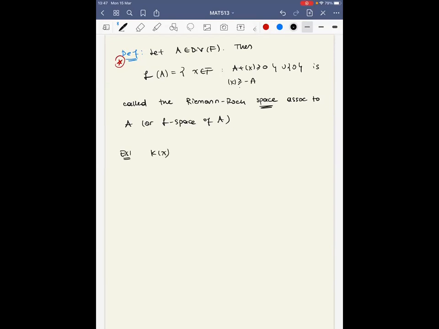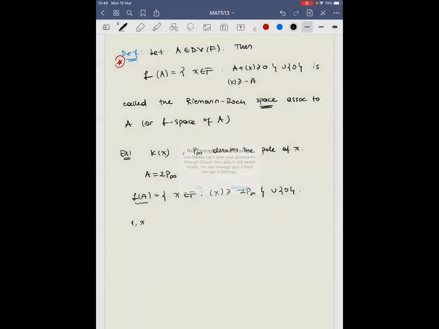But before explaining that, let me again consider an example in the rational function field. Let me consider the divisor 2 P infinity. Here P infinity denotes the pole of x. And the corresponding L space contains functions whose principal divisor is bigger than or equal to minus 2 P infinity, union 0. So here let me observe what kind of functions lie in this space.